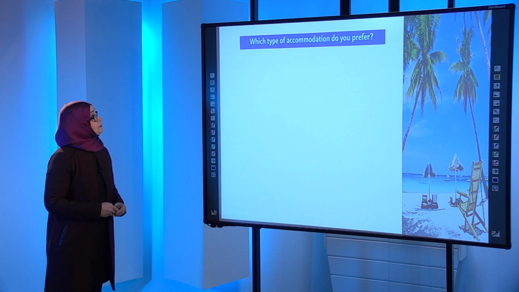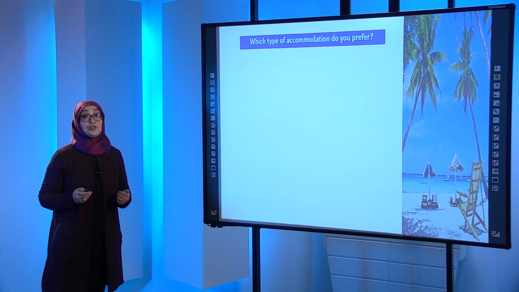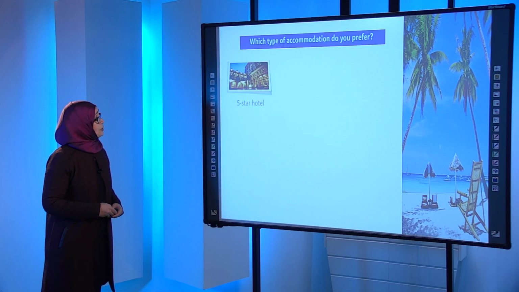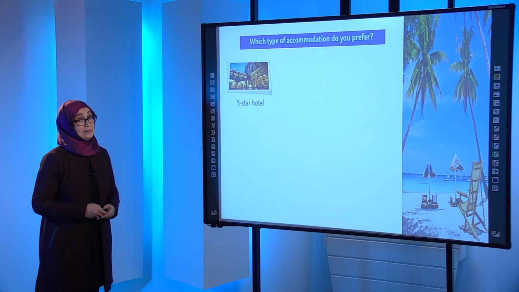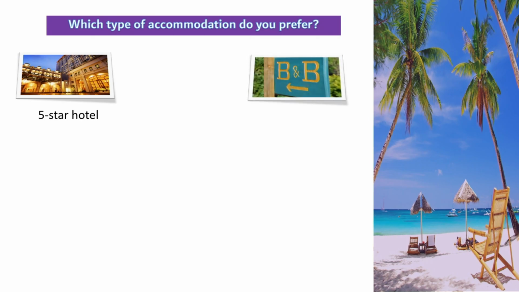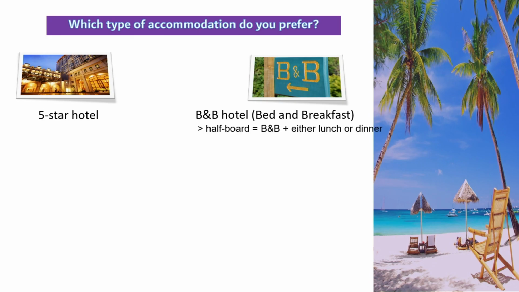Let's move on now. What type of accommodation do you prefer? You may like to stay in a 5-star hotel if you can afford it. It's very expensive. Or stay in a B&B hotel. B&B stands for bed and breakfast. You can book a half board, that's B&B plus either lunch or dinner, or book a full board, which is B&B, bed and breakfast, plus lunch and dinner.